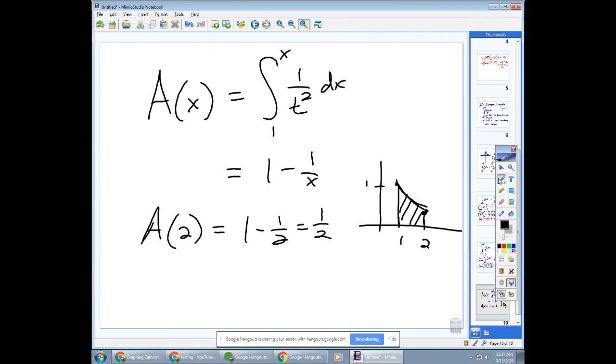Suppose you wanted to find the area from 1 to 100. What would that be equal to? 1 minus 1 over 100, which is 99 over 100.